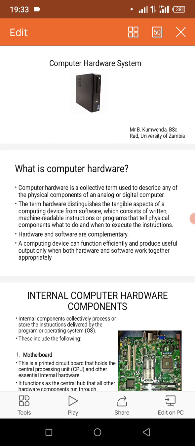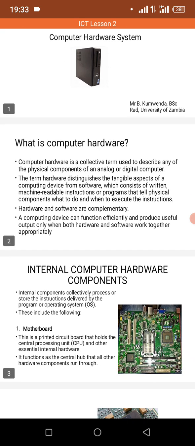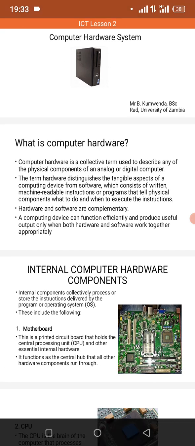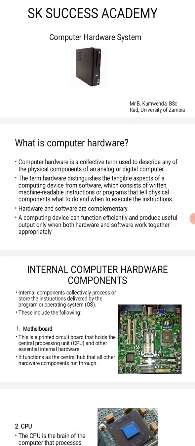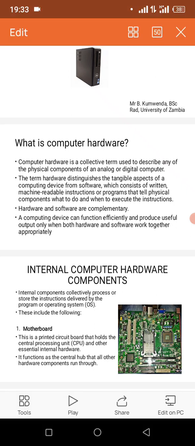Hardware and software are complementary. Therefore, a computing device can function efficiently and produce useful output only when both hardware and software work together appropriately. So what does this mean? It means that the computer hardware system, which we've already alluded to, constitutes the tangible things that we can see physically with our naked eyes on a computer.